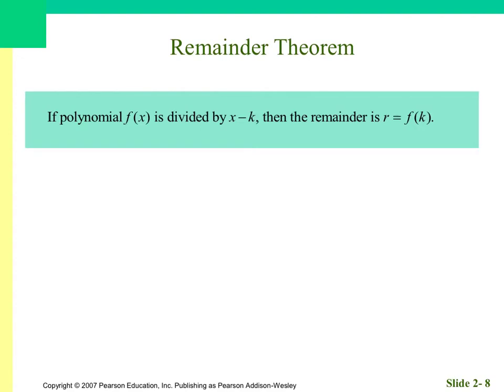It says if polynomial f of x is divided by x minus k, then the remainder is r equals f of k. Okay.